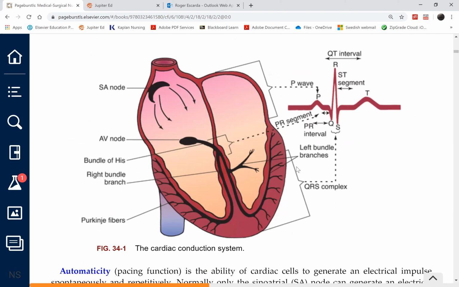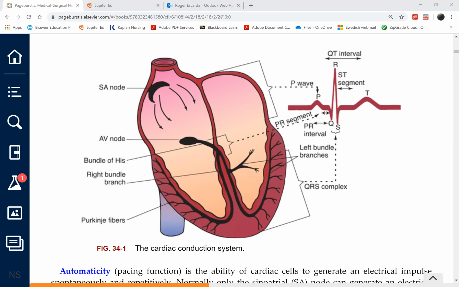No question. All right. So let's discuss this figure right here, figure 34. This is the electrical conduction path of your heart. Our primary pacemaker is the SA node. We have a secondary, which is the AV node. And then the third set of pacemakers are connected to the AV node. They are the right and left bundle branches. And then finally, the Purkinje fibers.